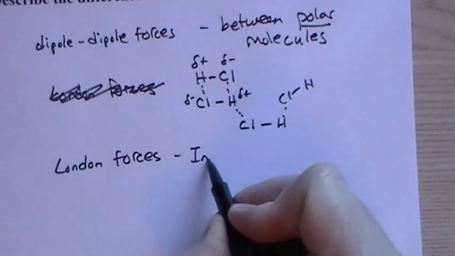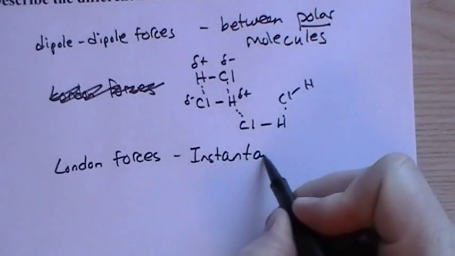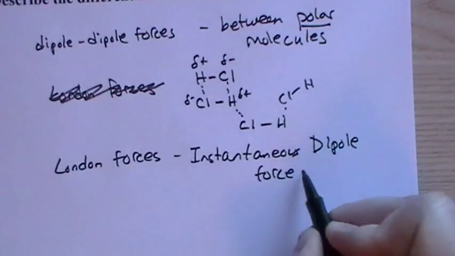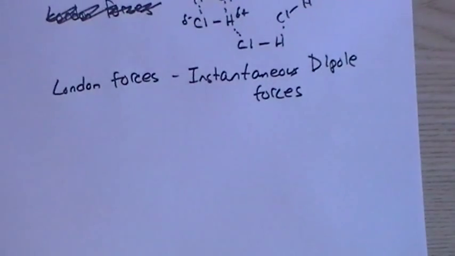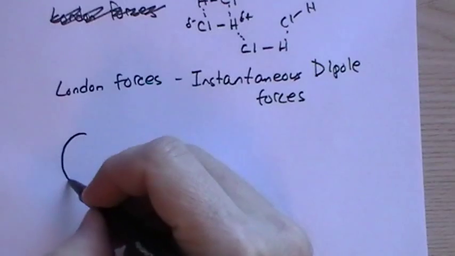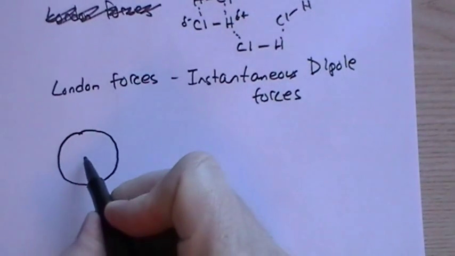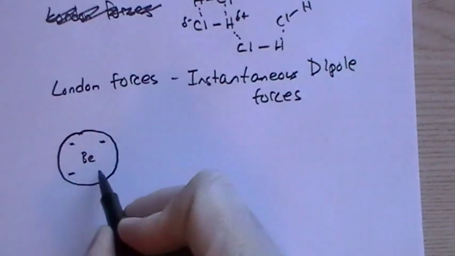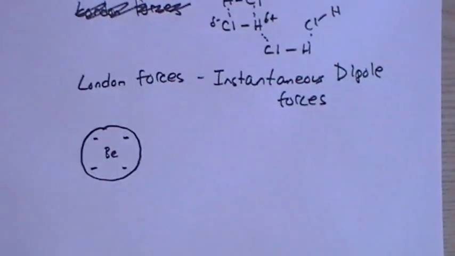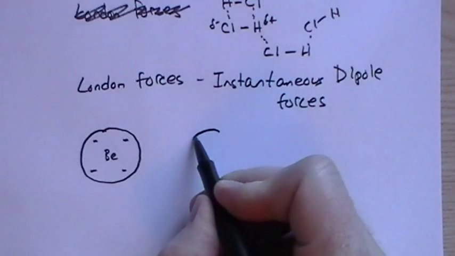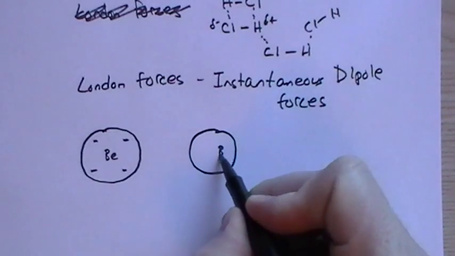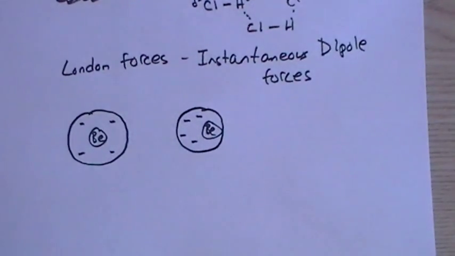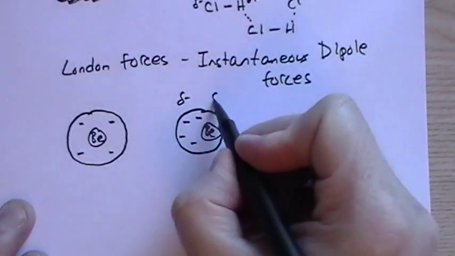And sometimes this is called the instantaneous dipole force, or forces. And it's easiest to do with an atom. Let's say we have beryllium here, and it has 4 electrons. And they tend to be evenly distributed around the nucleus, but the beryllium here represents the nucleus, and if just for a short period of time all 4 are found on the same side, then this side will be slightly negative, this side will be slightly positive.